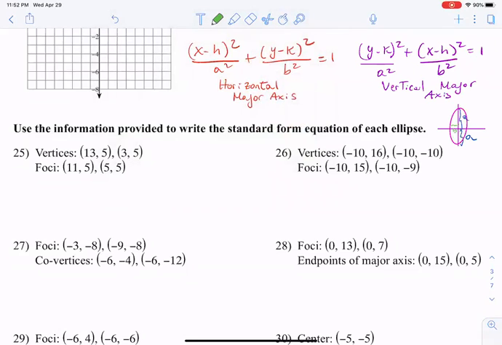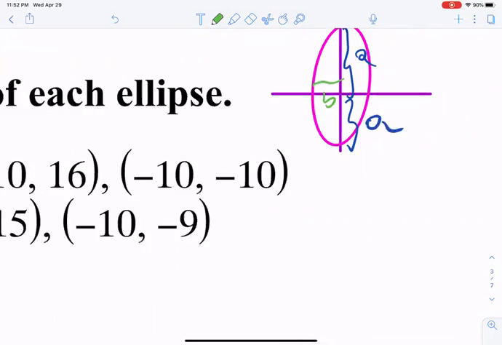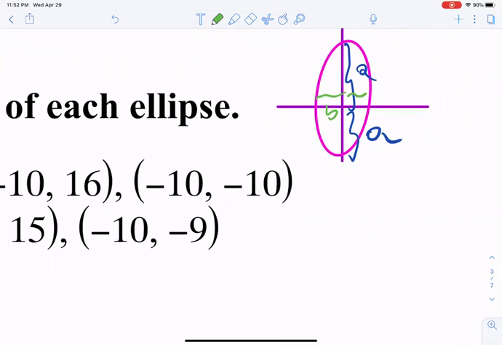I don't know if I can make this bigger. Let me make it bigger a little bit so you guys can see. So this will be B, okay? And this one will be B. Let me fix that. This will be B, okay? So that's the minor axis. The blue one will be the major axis.